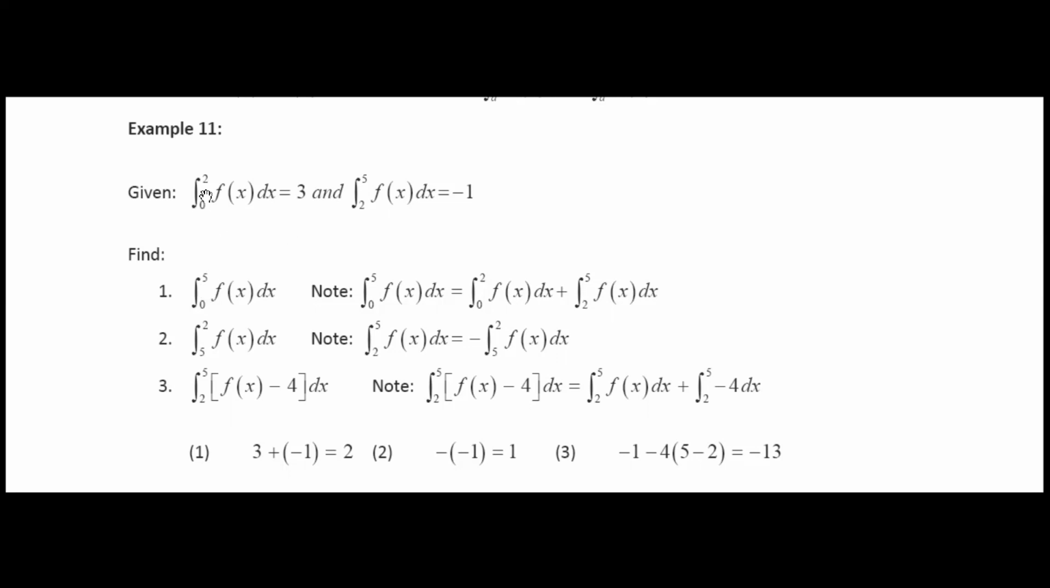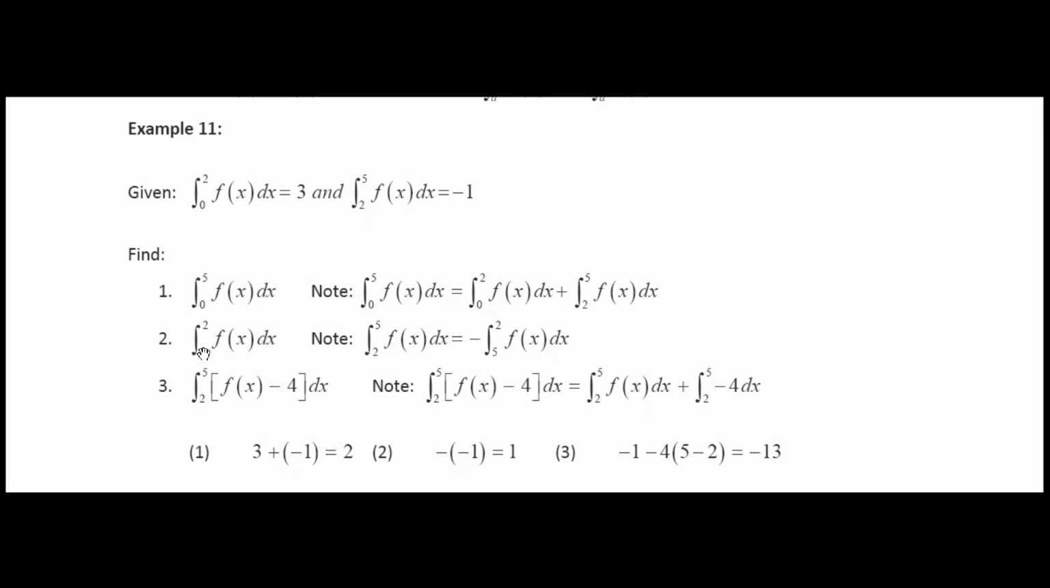The integral from 0 to 2 plus the integral from 2 to 5 is the integral from 0 to 5. The transitive property we talked about on the previous page. 0 to 5 is 0 to 2 plus 2 to 5. So this is 3, this is -1, and the sum is 2. So that's the answer to this particular problem.